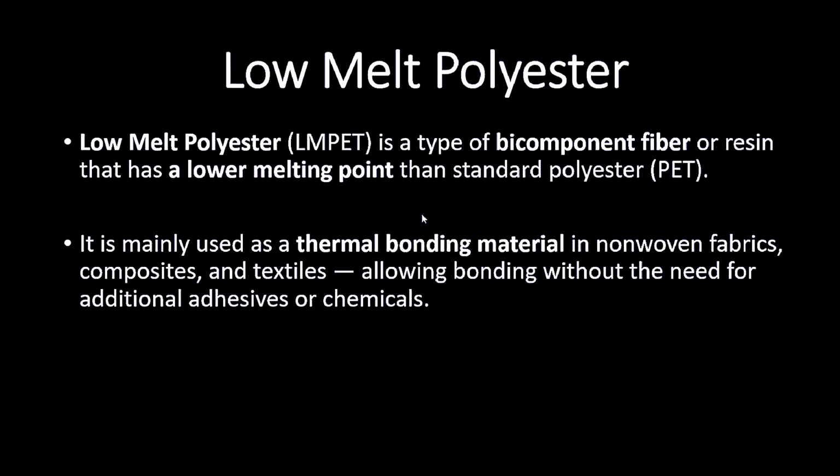When we discuss low melt polyester, you can say the melting temperature of low melt polyester is in the range of 110 to 120 centigrade, while the temperature of standard polyester is 240 to 255 to 260 centigrade.